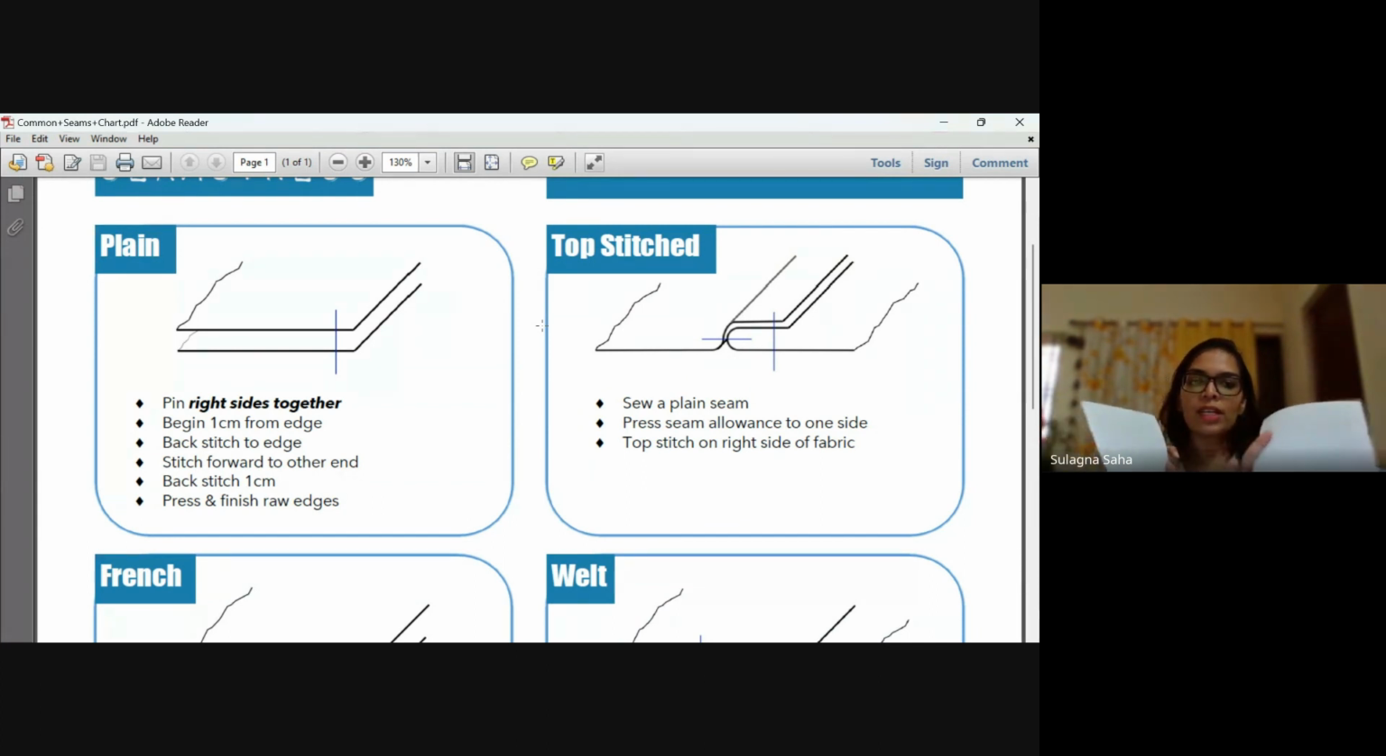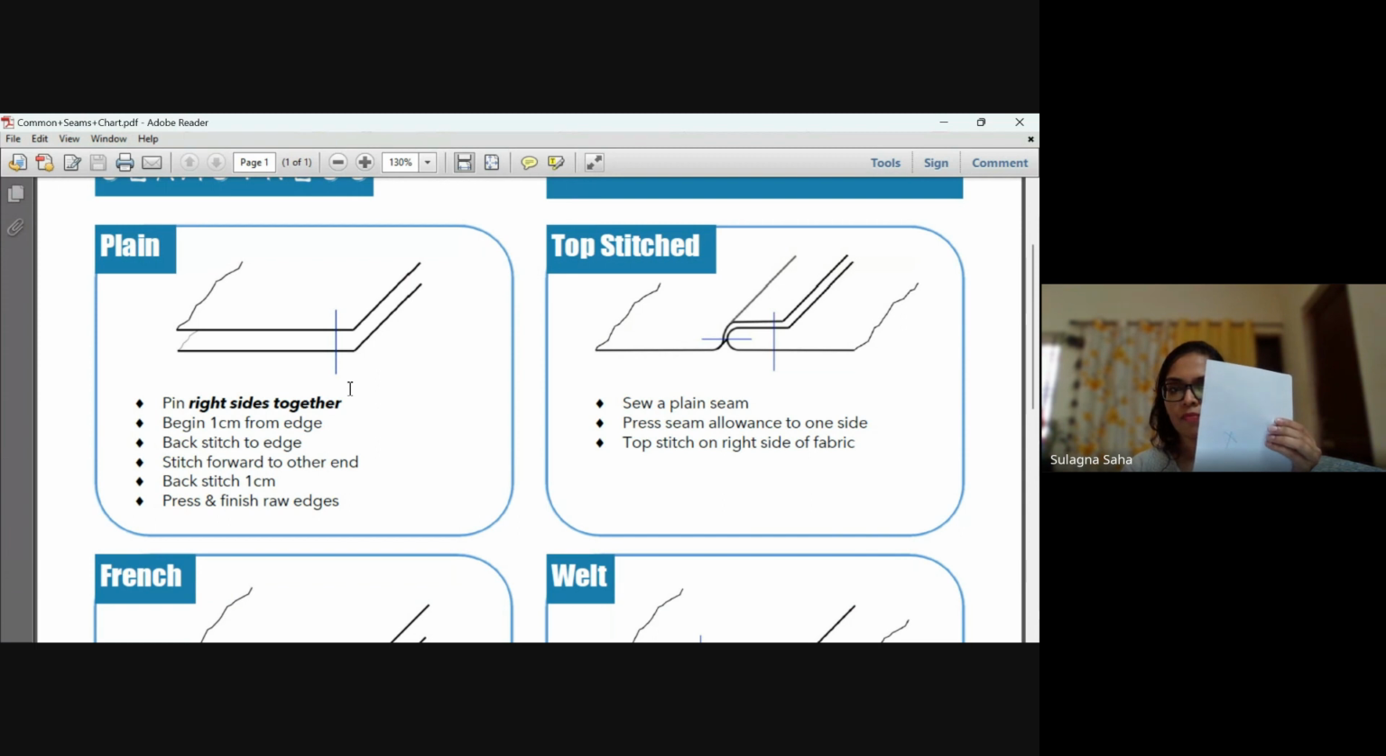Okay. Now let us look at each of the seams one by one. First is a plain seam. We have spoken about the plain seam yesterday. The basic seam is a plain seam, which most of you are aware about. What do we do in case of a plain seam? We take the right sides of both the fabrics and join them face to face, so that the wrong sides are outside, and we stitch it. If we stitch it here, it will give me a plain seam.